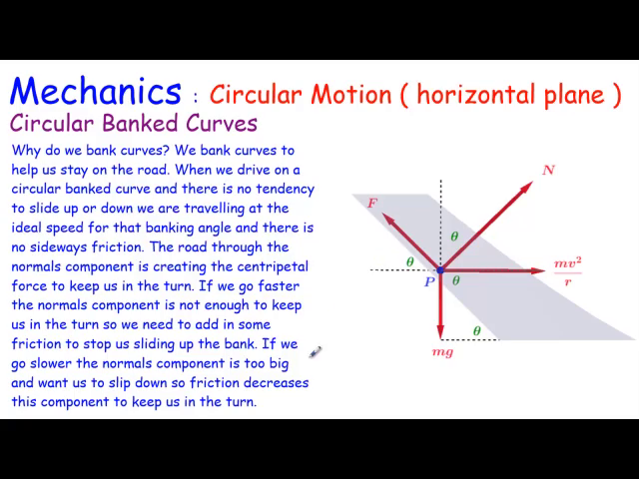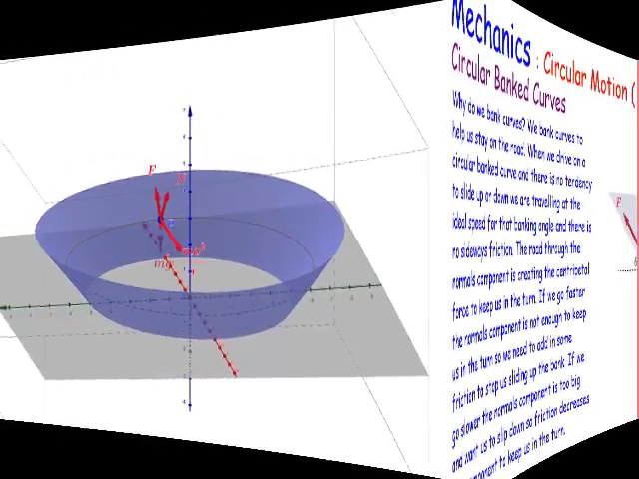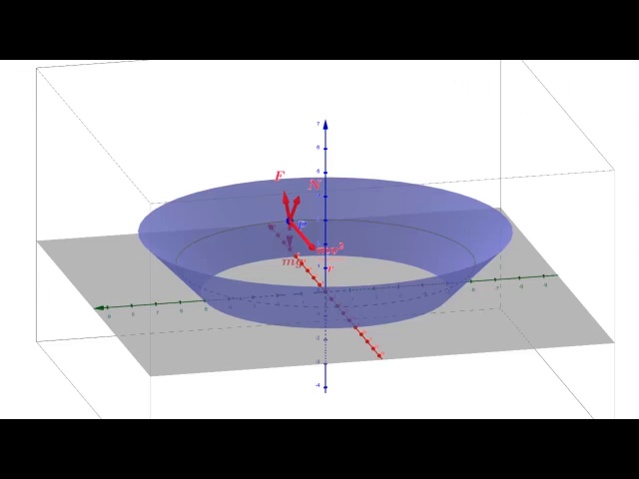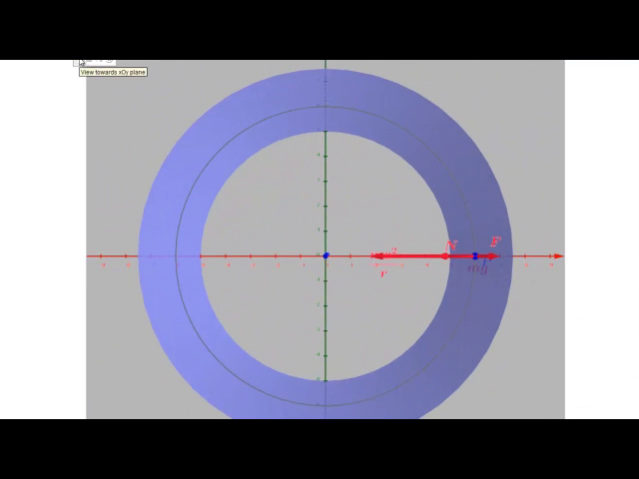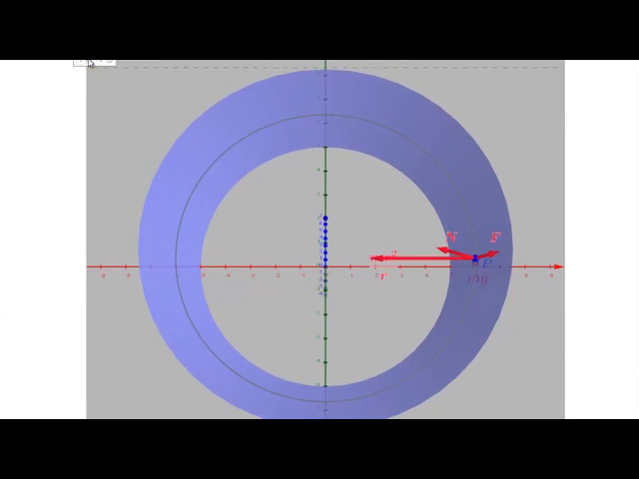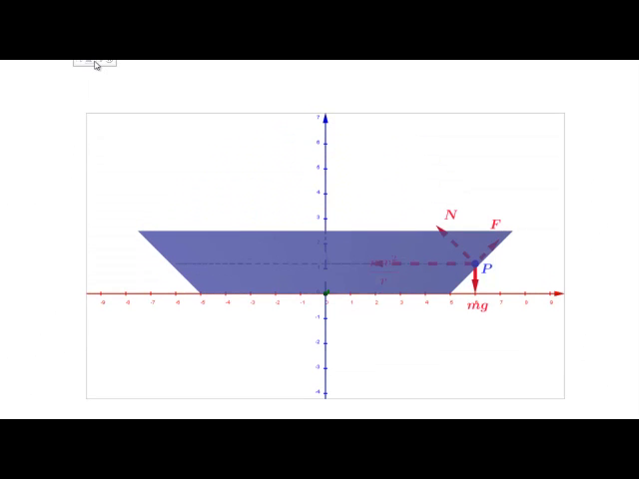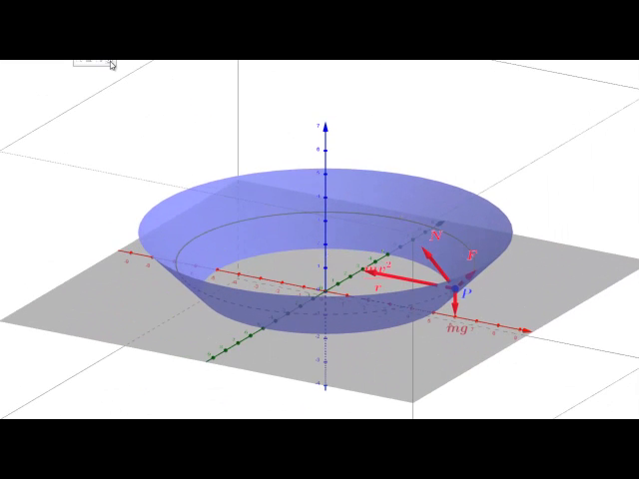Now, we're just going to have a quick look at what's actually happening. Well, here we have GeoGebra 5. I've set up a little banked curve. Let's just have a quick look at it. Let's see if we can rotate it. So just a quick look. You can have a look from the top, the side, bits and pieces. Just having a bit of a look around. This is our banked curve. We can turn it around.